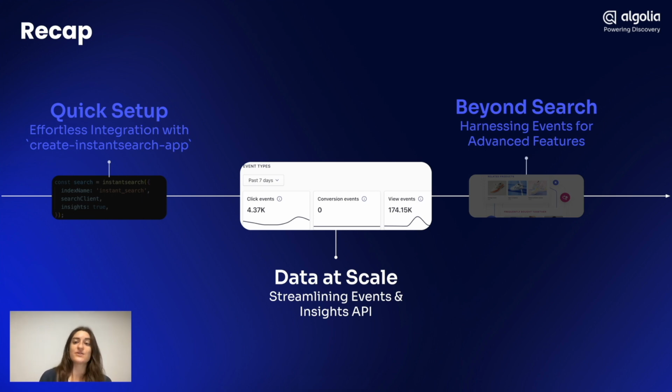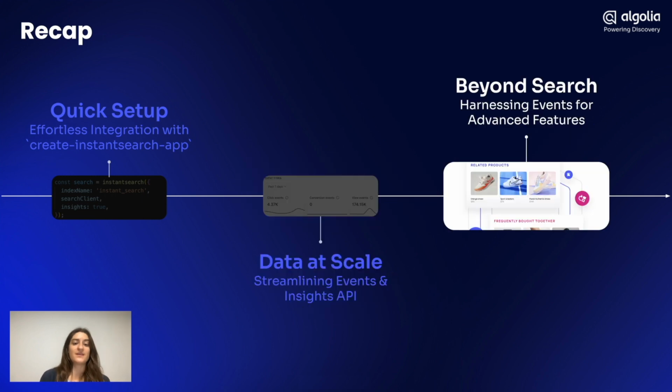This ensures that as your application grows, you have the data-driven insights to support and enhance it. And let's not forget the broader significance of events. They're the backbone of many advanced Algolia features, including neural search. And by setting up your events correctly, you're laying the groundwork for a more mature AI-driven search experience in the future. But at the heart of it all is instant search.